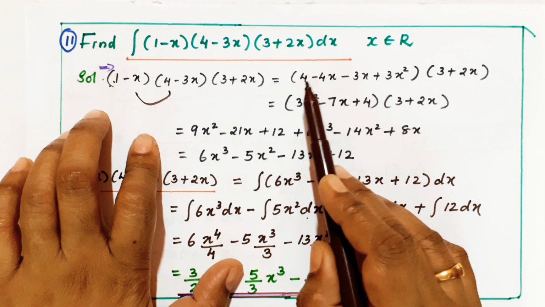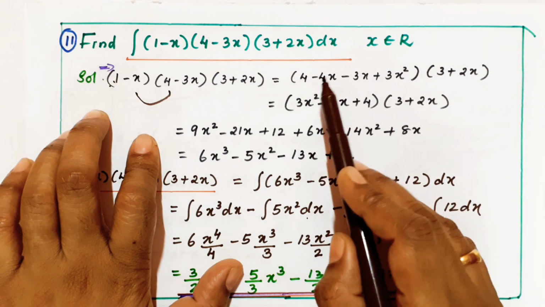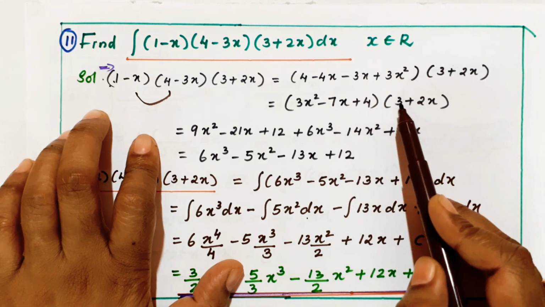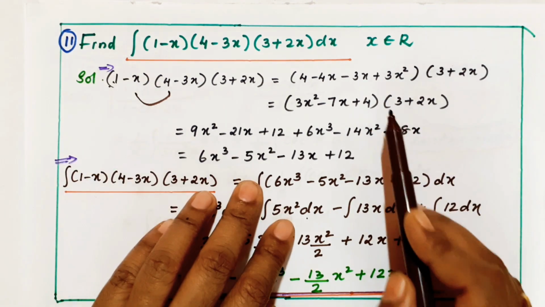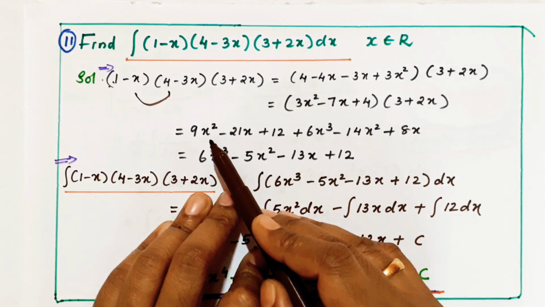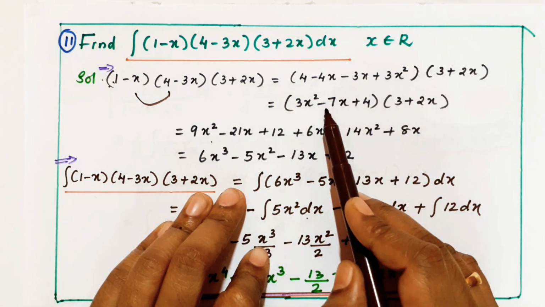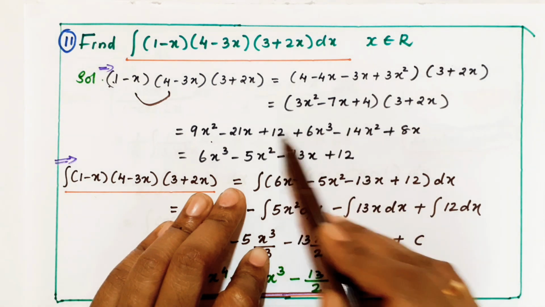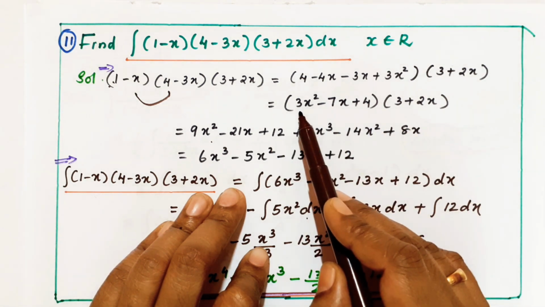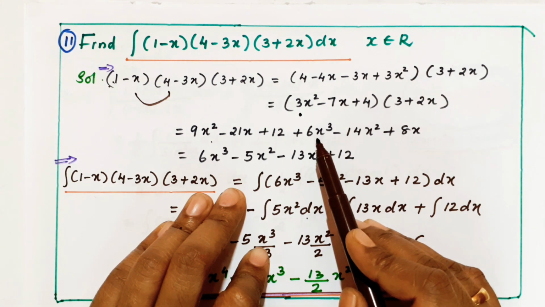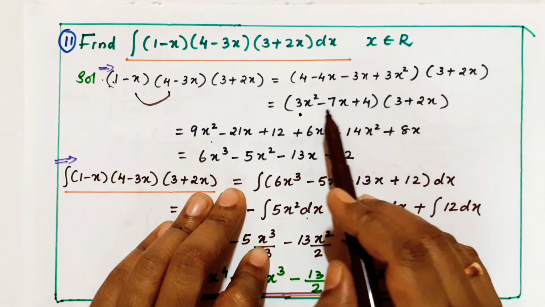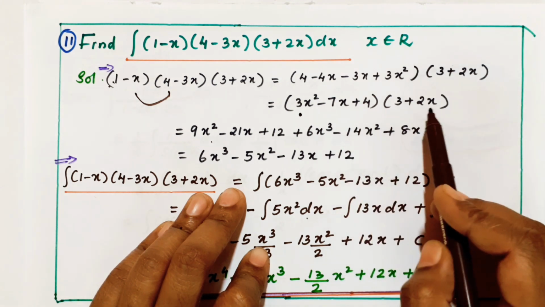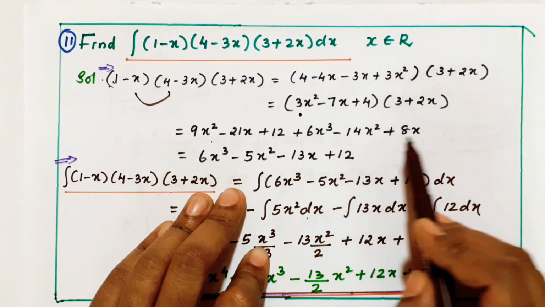That is, you see here, this is 3x square minus 4x minus 3x. It will be minus 7x plus 4 into 3 plus 2x. Opening the bracket, 3 into 3x square, 9x square. 3 into minus 7x, minus 21x. 3 into 4, 12. Then 2 into 3x square, 6x cubed. 2x into minus 7x, that is minus 14x square. 2x into 4, 8x.